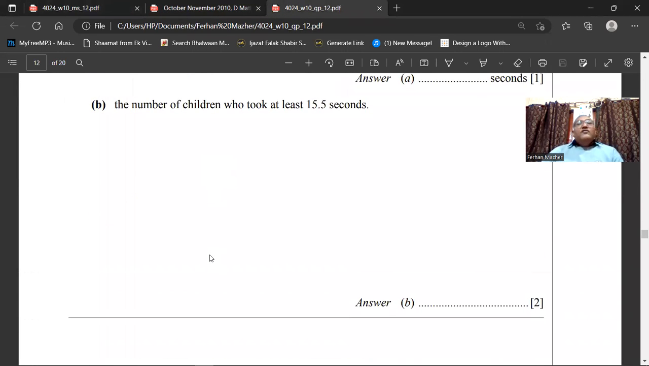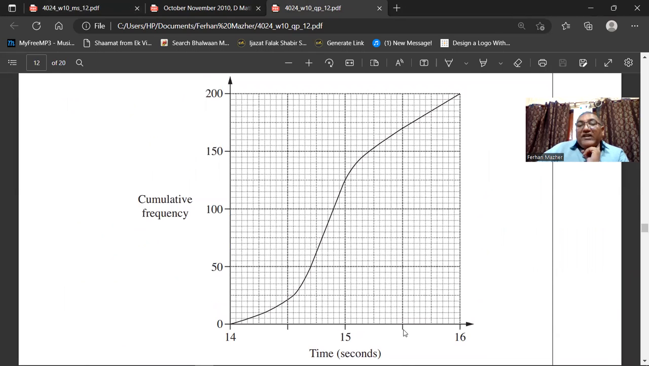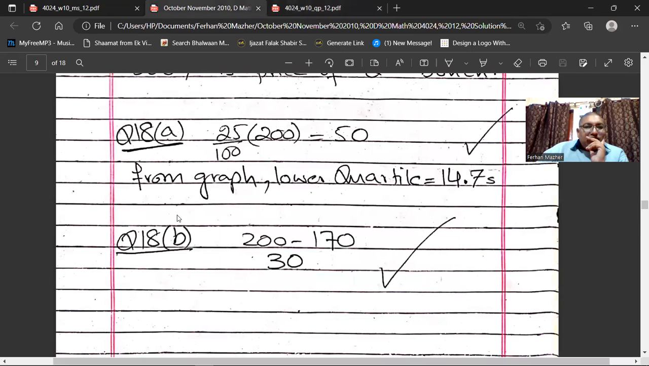The B part is the number of children who took at least 15.5 seconds. At least means 15.5 seconds or more. So on your graph, check 15.5 seconds on the x-axis. From here, go to your graph and check the value. This value is, I think, 170. So the children who took more than 15.5 seconds are 200 minus 170, and that will be 30.